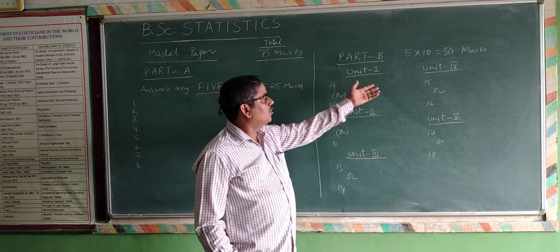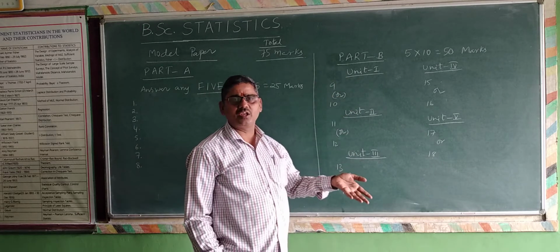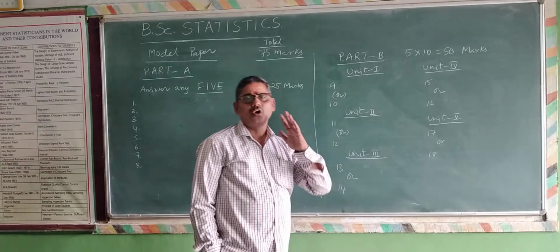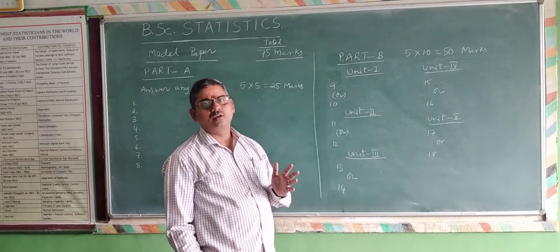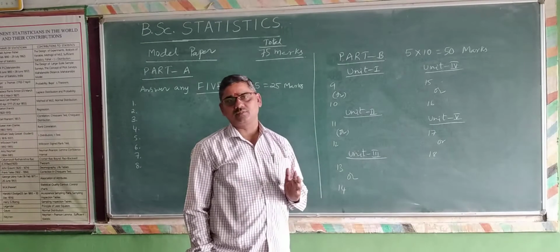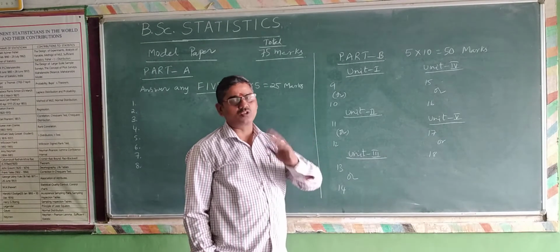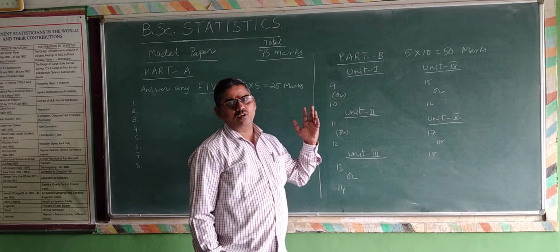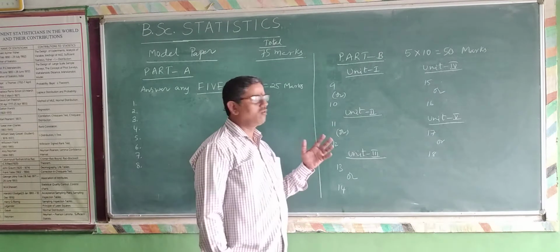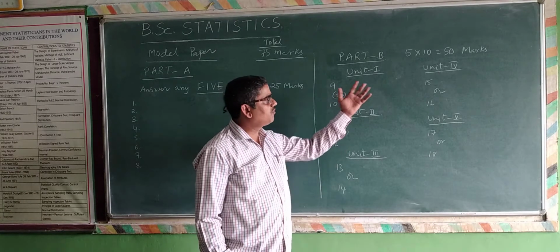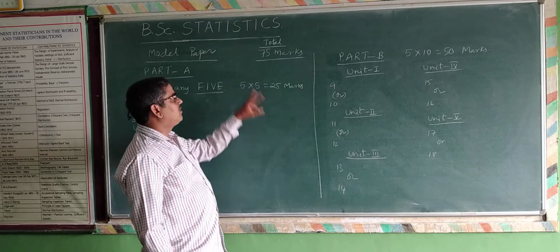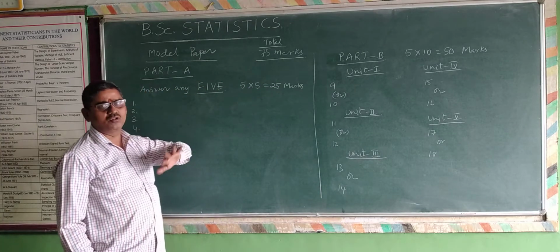Total 10 questions will be given to you, 2 questions in one particular unit, and you have to answer 1 question, having an internal choice. Each question carries 10 marks, so 5 into 10, 50 marks for this part. So total 75 marks, 50 plus 25 usually.